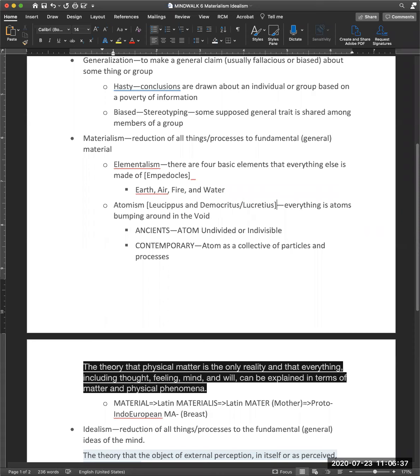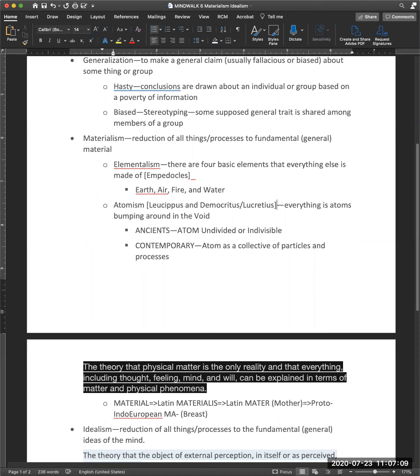Then we get some anomalies looking at quantum mechanics and quantum material and quanta. And so therefore we come up with this idea of string theory. And it just keeps going and going and going. You literally can't get to the bottom, right? And it also becomes harder and harder as you get to that level to be able to test for what you're talking about, right? So, all right, materialism is the reduction of all things or processes to a fundamental general material.